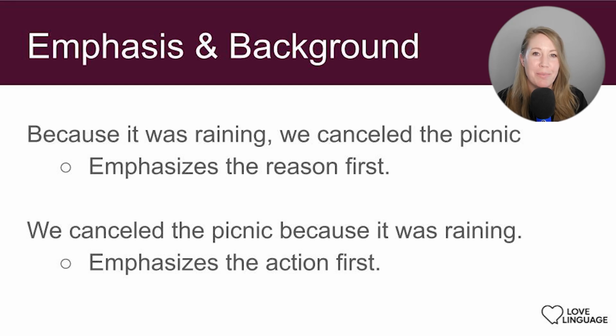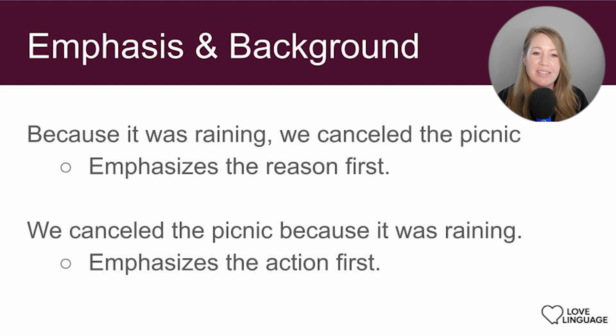Where you place a dependent clause changes what your reader focuses on. For example, because it was raining, we canceled the picnic. The emphasis here is on the reason first. However, we canceled the picnic because it was raining. Here we see the emphasis on the action first. This is a powerful tool in academic writing. You can decide what comes first, the context or the key point.